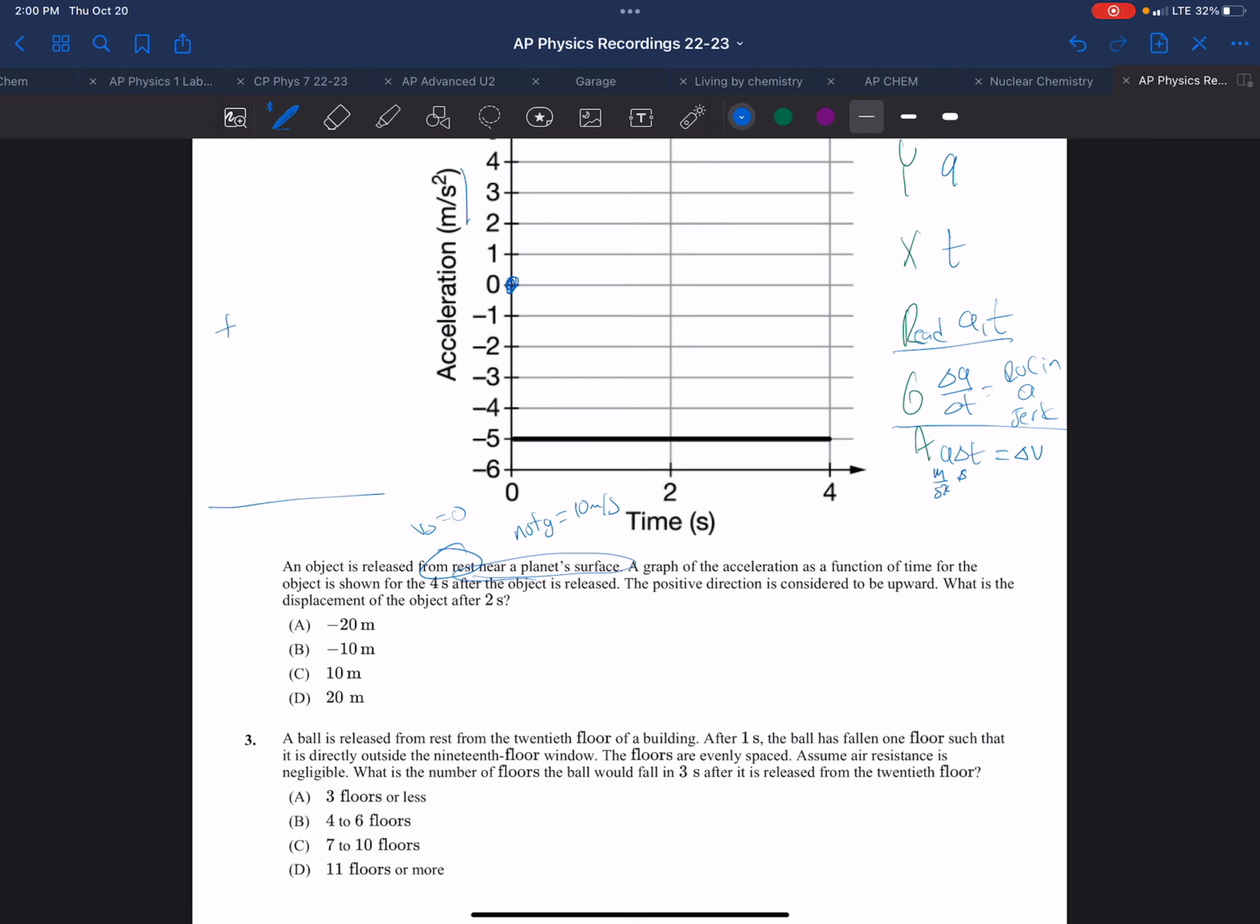Positive direction is considered to be upward, and negative is downward. So on this planet, if there were a tree, positive would be upward, negative would be downward. What is the displacement of the object after 2 seconds?